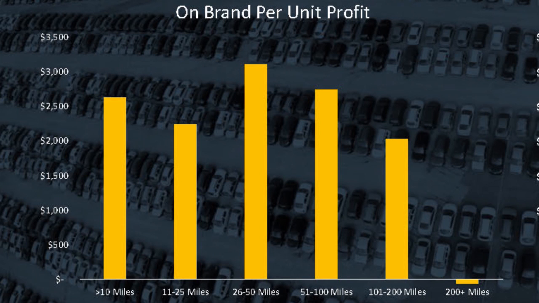This was their all-in front and back end profitability per VIN. On brand, pretty consistent. He only sold a few of these beyond 200 miles and they were actually negative. He lost money on them. Now before you get excited about this guy, just remember that this was the 2%.